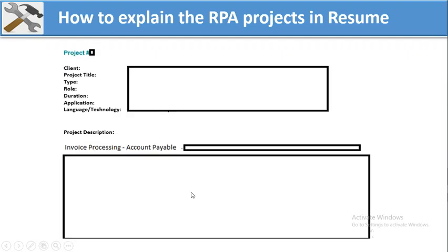Moving to the next phase. So this is a very important thing I want to highlight, because I have seen so many people who don't know how to present their resume, specifically when they mention their project.